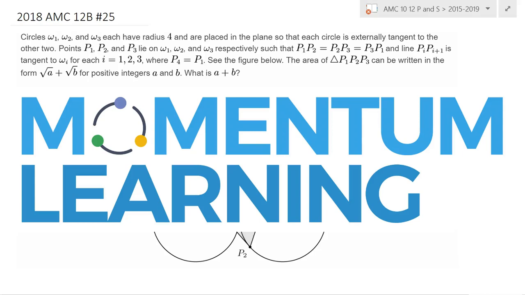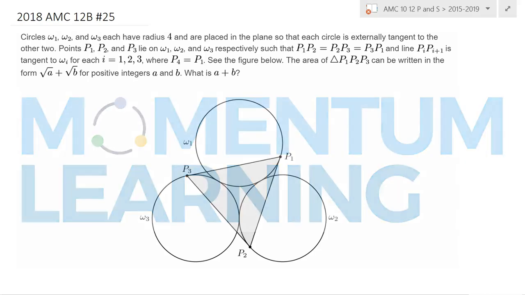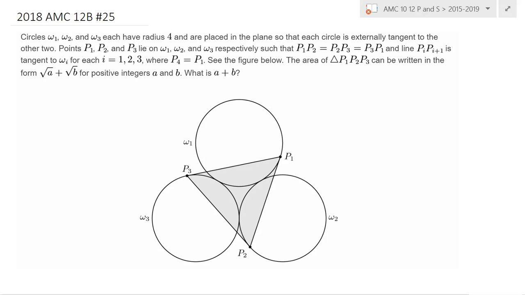This is 2018 AMC 12B problem number 25, and here is a view of this problem. We are given three circles, omega 1, omega 2 and omega 3, each with radius 4, and you can also see it clearly on our sketch. These circles are placed such that they are externally tangent to each other.